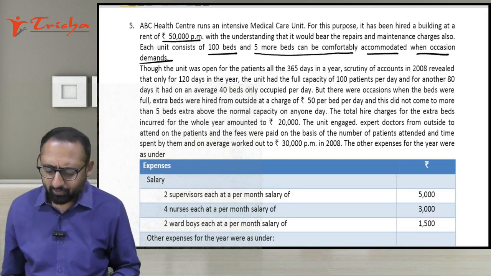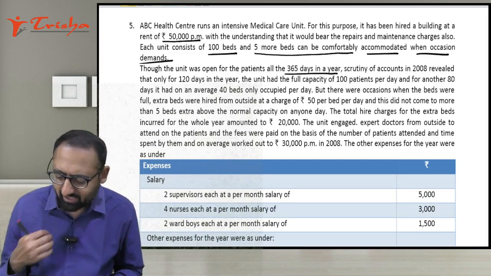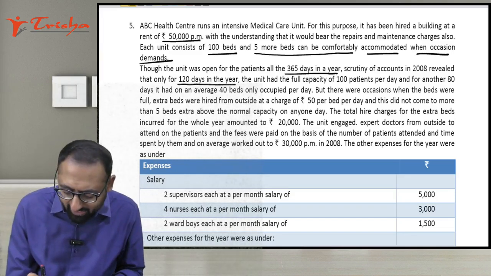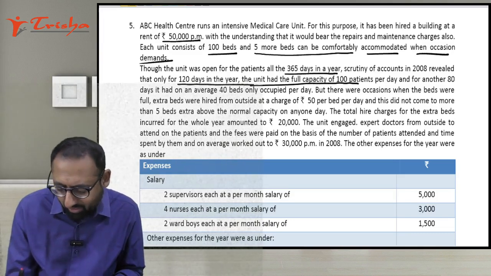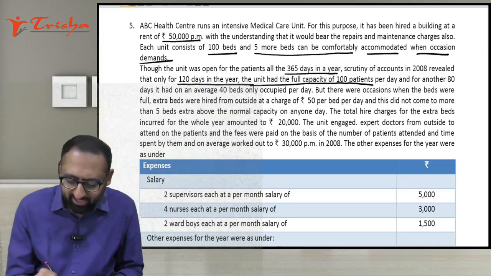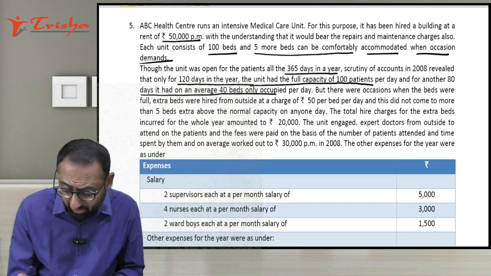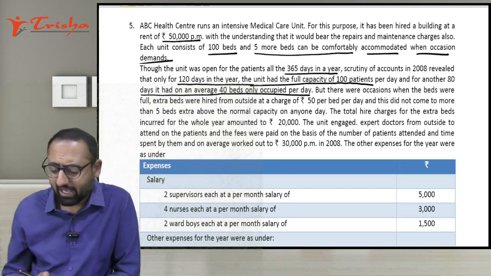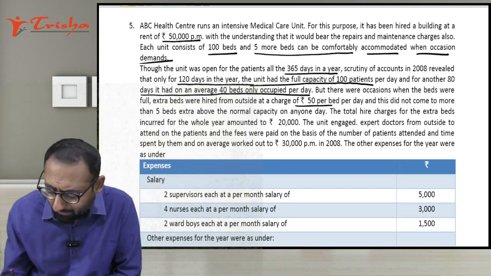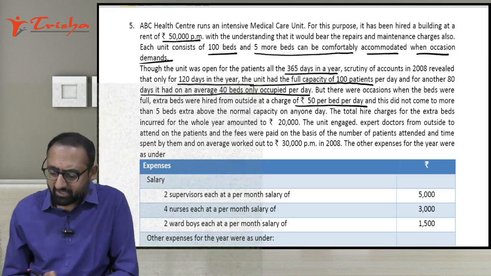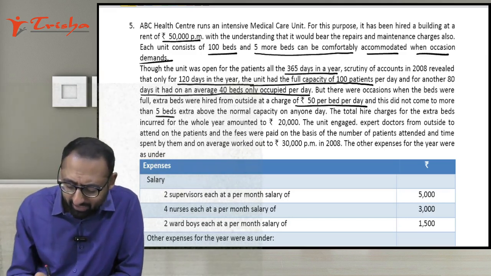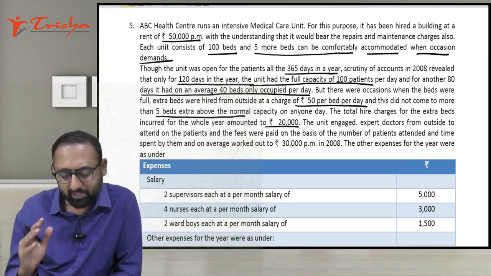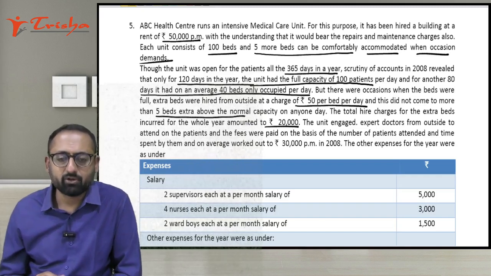Though the unit was open for the patient for all 365 days in a year, scrutiny of the accounts in 2008 revealed that for only 120 days in a year, the unit had a full capacity of 100 patients per day. For another 80 days, it had on an average 40 occupancy. But there were occasions when beds were full, and extra beds were hired from the outside at a charge of 50 per bed per day. This did not come to more than 5 extra beds per day. The total hire charges are 20,000. Okay, total hire charges for the extra beds you are paying is 20,000.